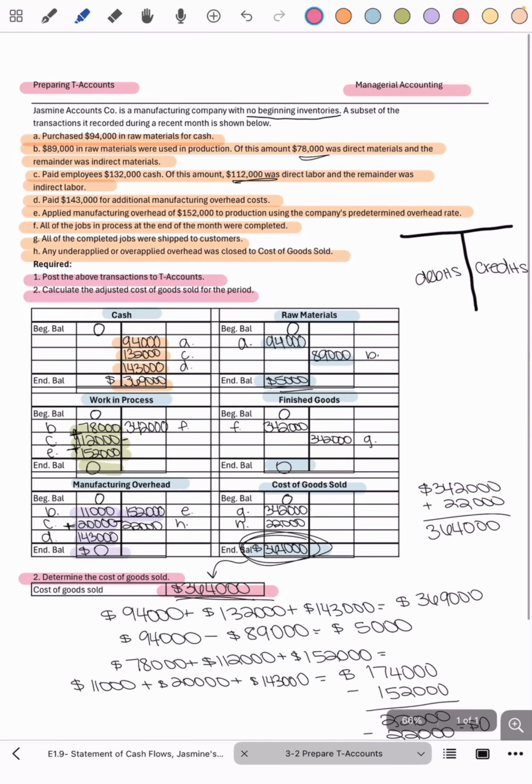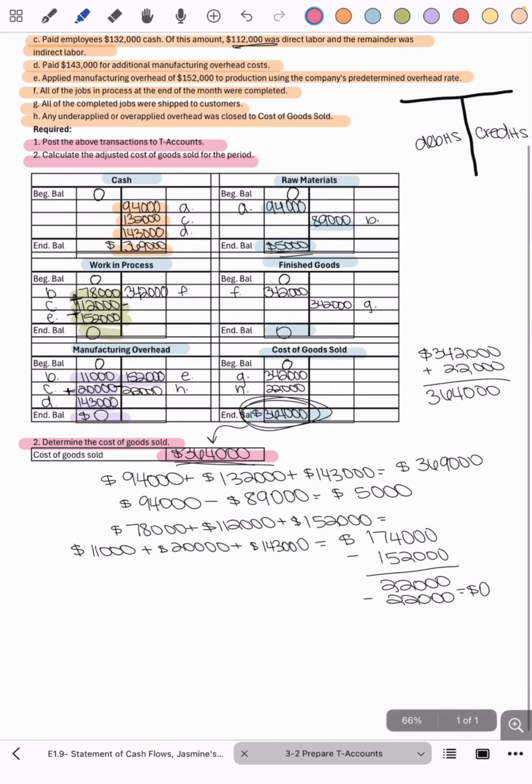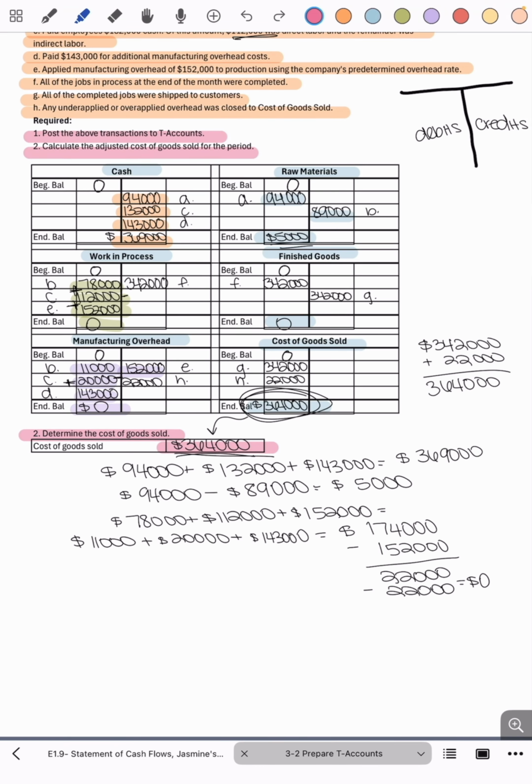And that is how we would prepare T accounts and then find the ending balance of them. Let me know if you guys have any questions.